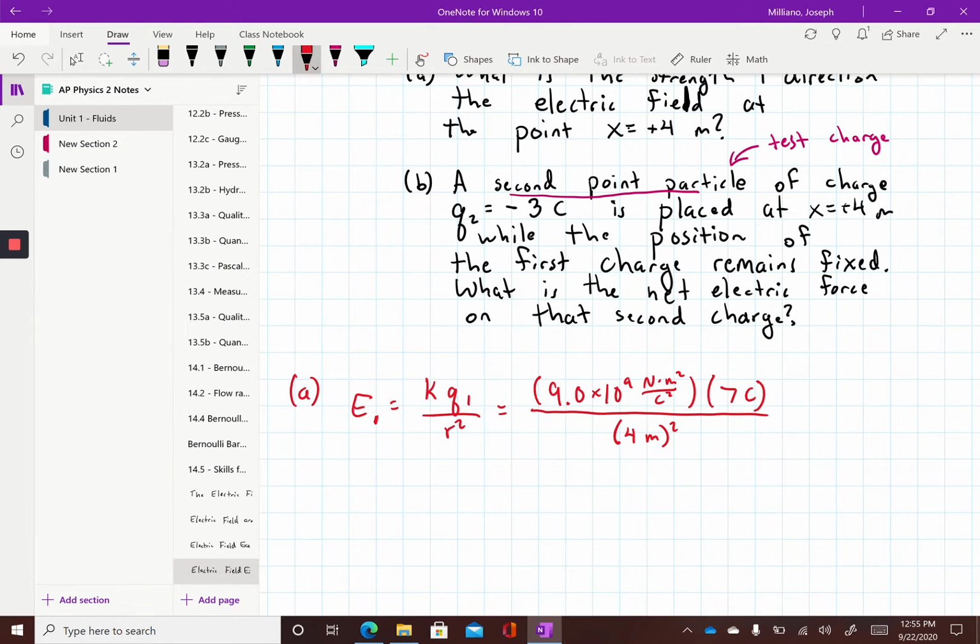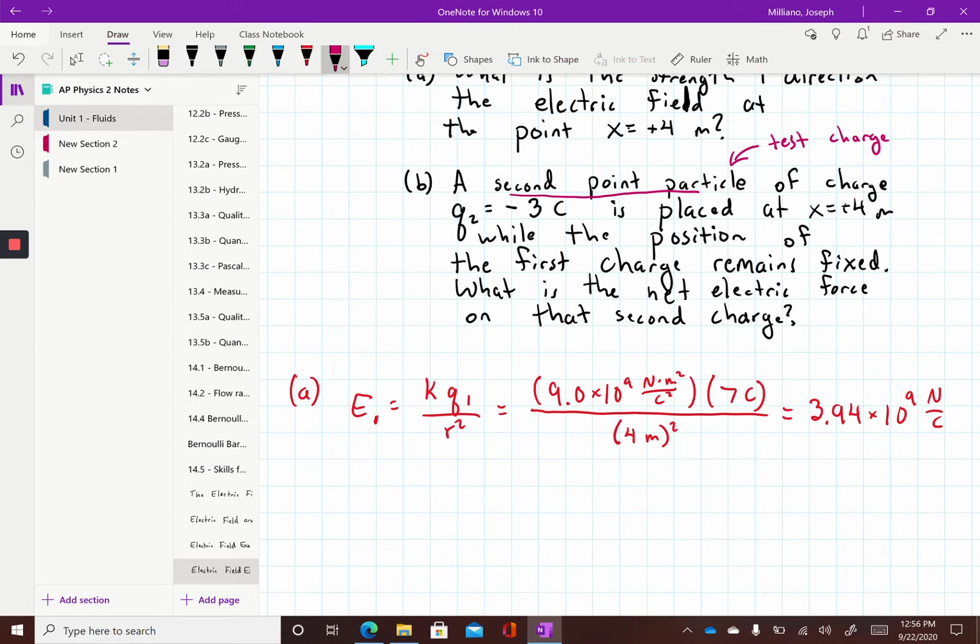And if I plug all of that into a calculator, we've got 9e9 multiplied by 7 divided by 4 squared, which is 16. It's a really big number, which, 7 coulombs is a lot of charge, so we expect that. So I got 3.94 times 10 to the 9th, newtons per coulomb.